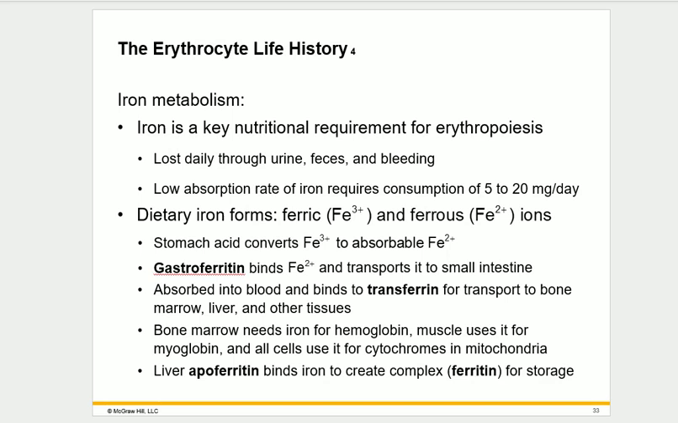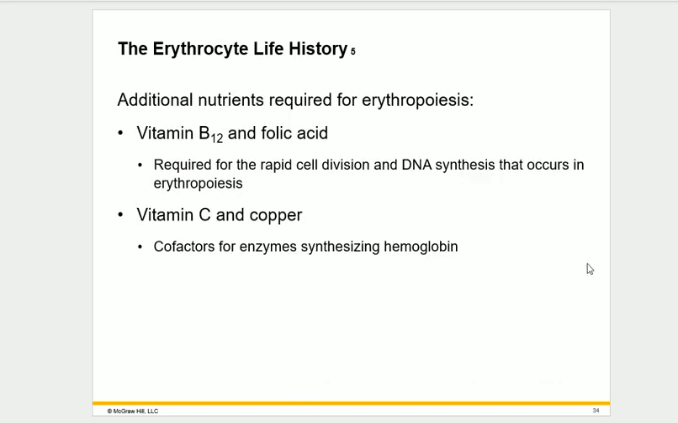So, big importance with iron. Some other additional nutrients required for red blood cell production are vitamin B12 and folic acid, both of which are required for rapid cell division and DNA synthesis that occurs in erythropoiesis. And then vitamin C and copper are cofactors for some of the enzymes that synthesize hemoglobin.